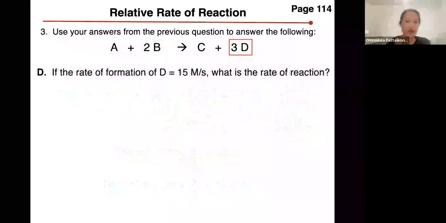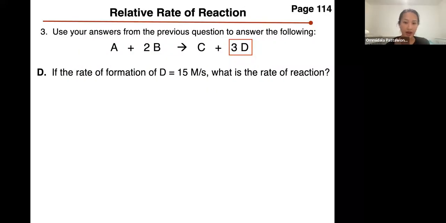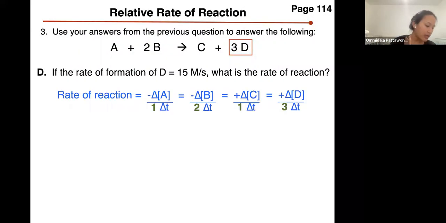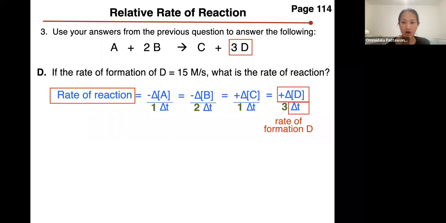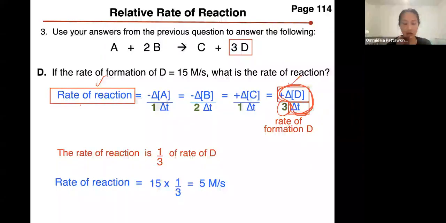All right, next, we are going to take a look at how we can find the rate of reaction by looking at the rate of D. Looking at this equation again, because we are given the rate of D, I'm just going to focus on the rate of D only. We are looking for the rate of reaction, so I'm going to care about these two only. This part right here is the rate of D, and in order to get it equal to the rate of reaction, you need to divide by 3. So all you need to do is divide the rate of D by 3, and you are going to get 5 molar per second.